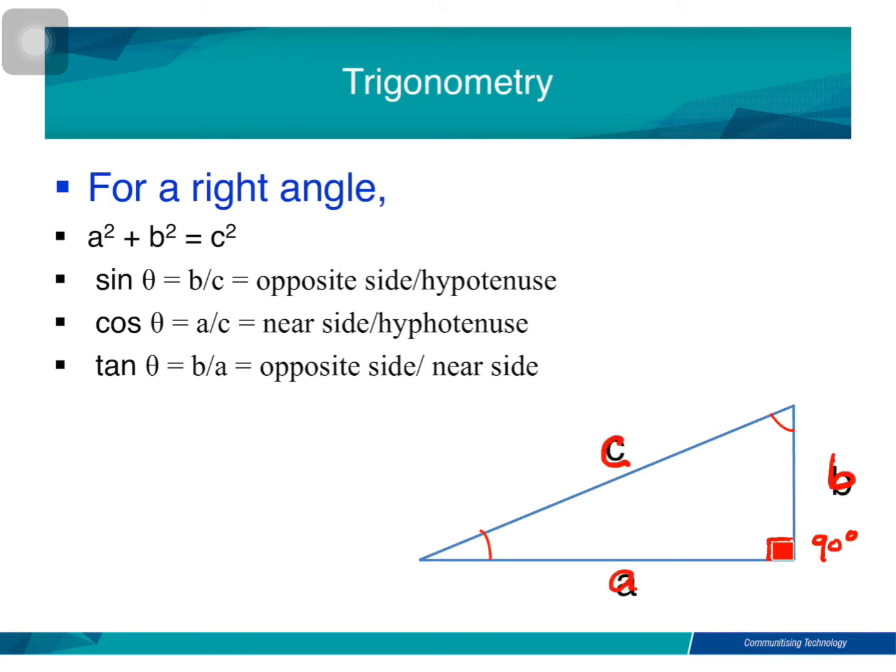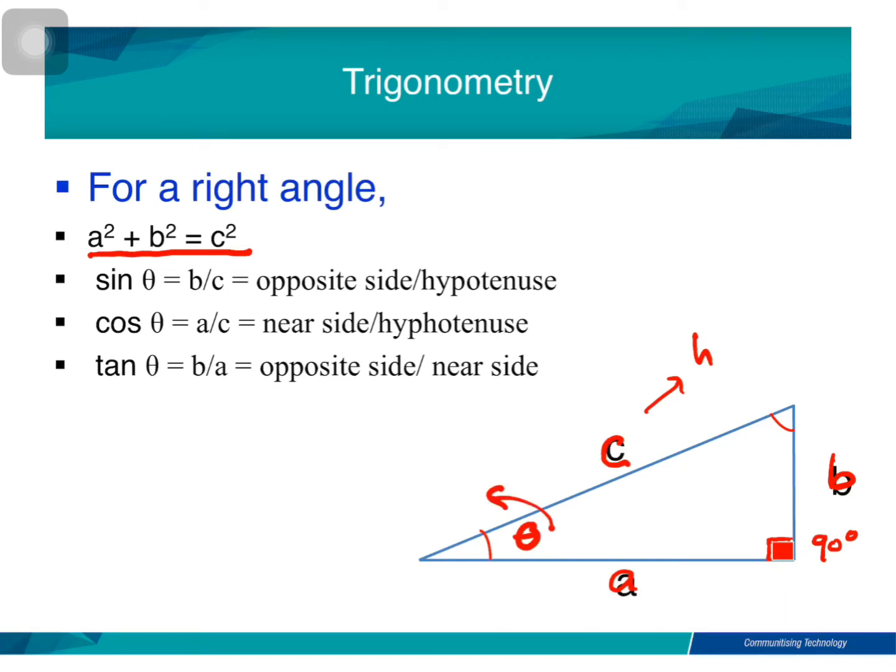Let's say this is theta. For this right angle, the relationship is A squared plus B squared is equal to C squared. So C is the hypotenuse. Now let's say we want to determine theta.